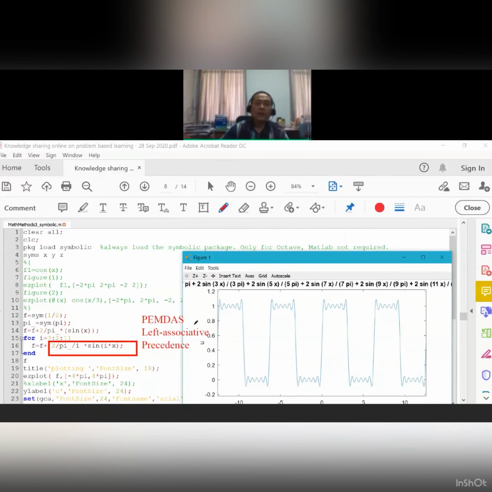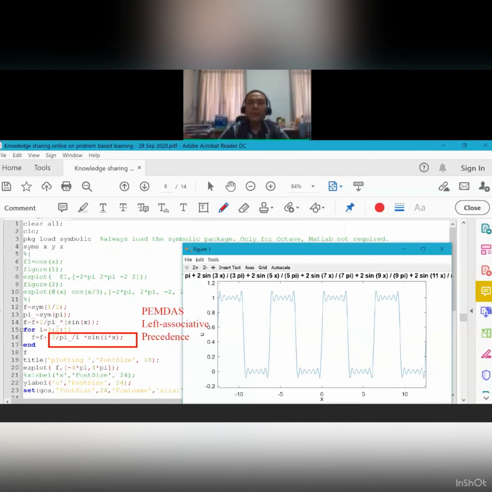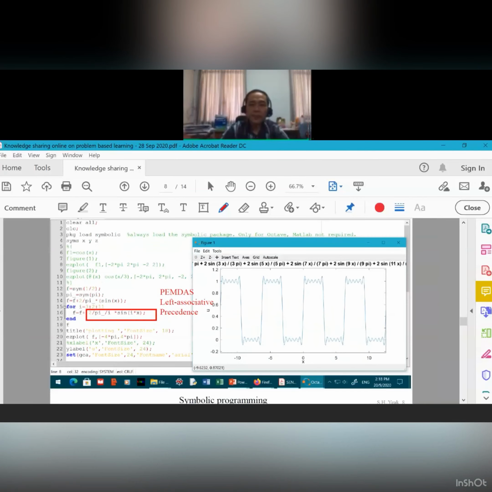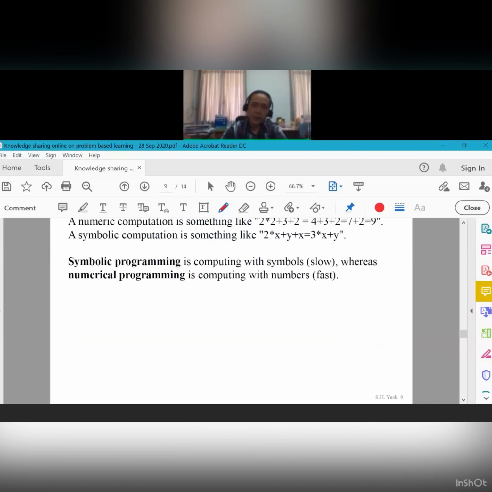And then what is PEMDAS? Powers, exponents, multiply, divisions, additions, subtract. So they will follow this kind of precedence. And also we try to emphasize to them a bit what symbolic programming is. So we discussed then what this is.